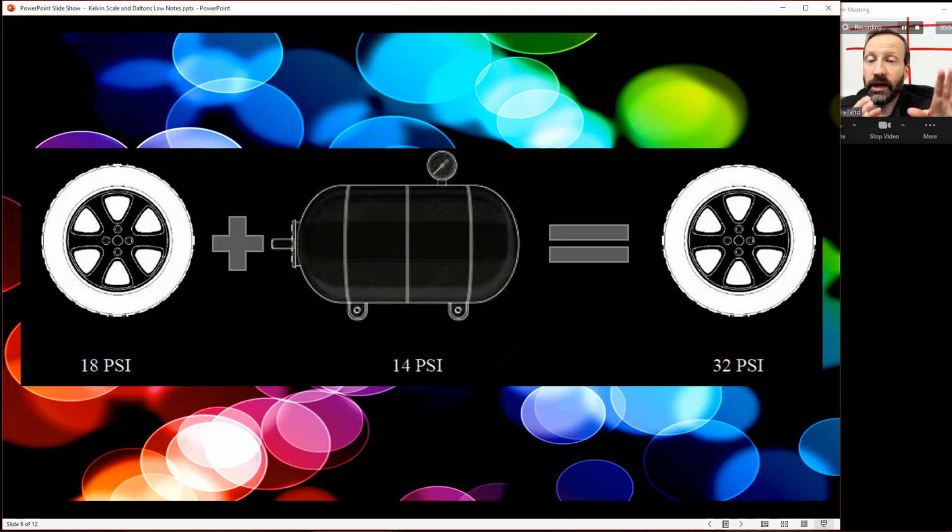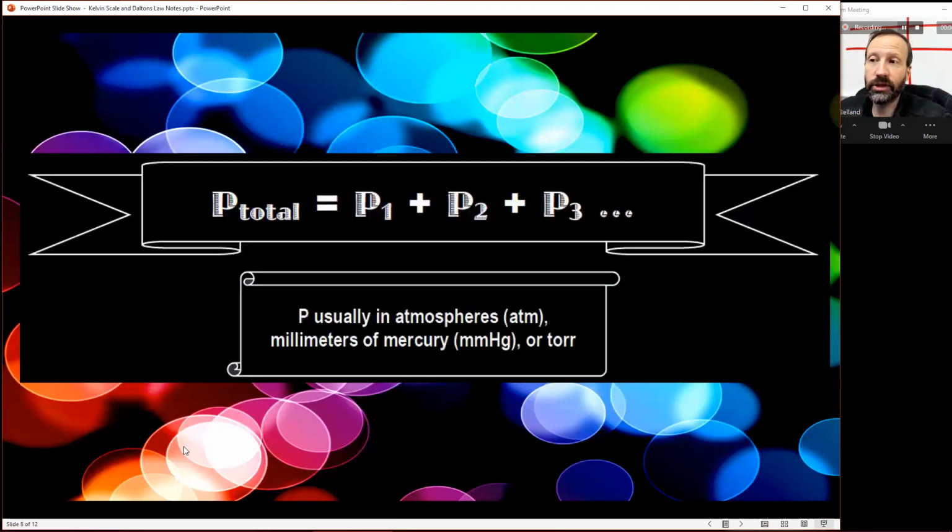Okay. Well, my tire was 18. If I add 14 PSIs from the tank into my tire, what's the pressure of my tire? Well, Dalton's law says it adds together. All right. So it's additive. So I'm going back up now. Here's our equation. The total pressure is the sum of the individual pressures.